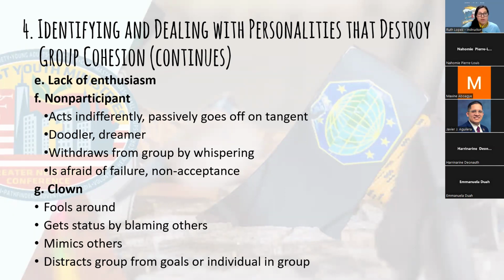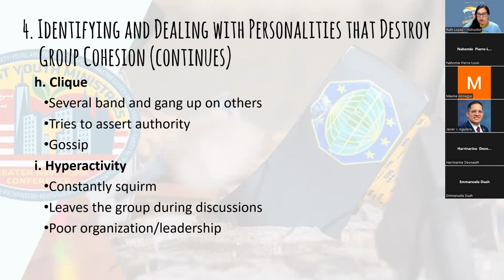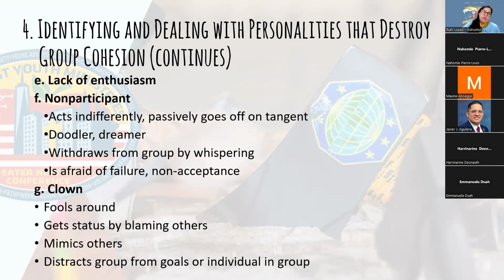Non-participant. You have a person who is acting indifferently, passively, goes off on a tangent, keeps drawing, making doodles, daydreaming. It withdraws from the group by whispering, or goes walking around, like, what did you say? No, nothing, miss, right? You have the whisperer, who is afraid of failure and doesn't feel accepted. In part, this can be that he or she feels insecure, feels that they're not being seen. So with the non-participant, see how you can get them engaged.